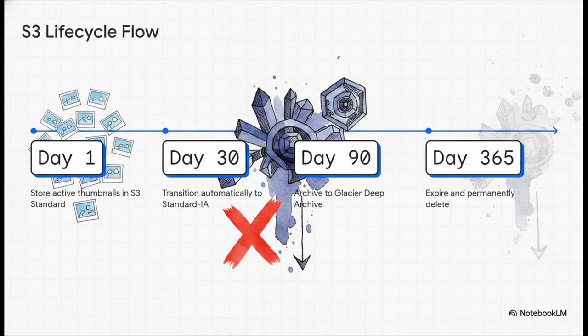S3 lifecycle rules allow you to completely automate the flow of objects through those exact storage tiers. For example, active thumbnails start in standard, they transition to infrequent access on day 30, hit deep archive on day 90, and automatically expire on day 365. Just beware of this little caveat. Lifecycle rules can move data down into Glacier, but they cannot move data from Glacier back up to standard.